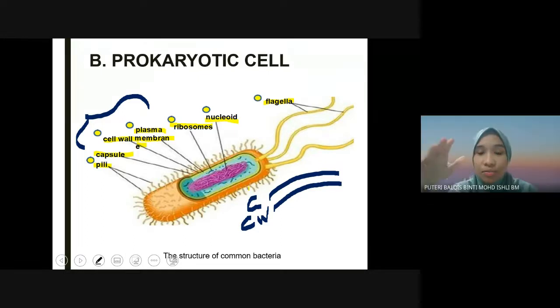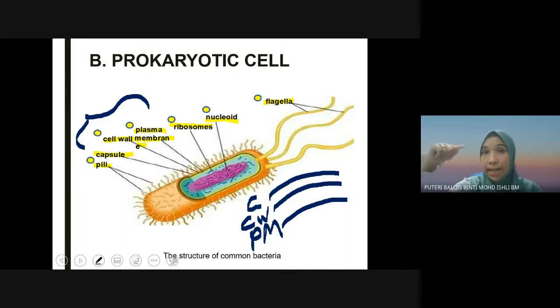Cellulose, very good, perfect. Okay, then third layer, barulah kita jumpa plasma membrane. Okay, so selalu kalau bagi soalan bagi gambar macam ni, make sure you know how to identify. Arrow tu dia menunjuk kat mana? Cell wall ke, capsule ke, plasma membrane.